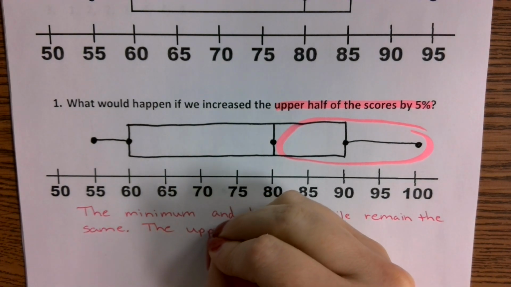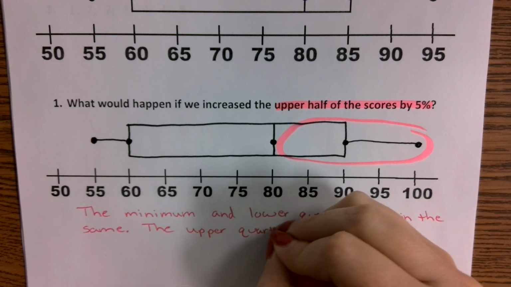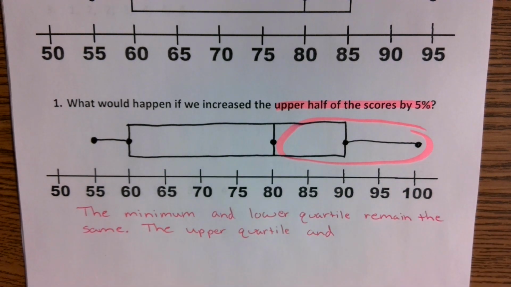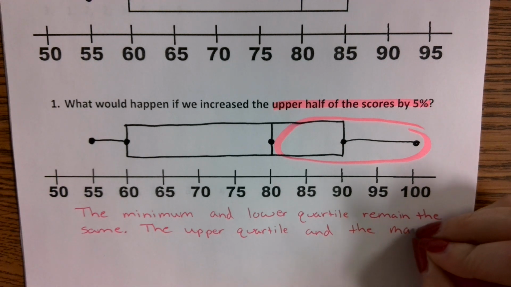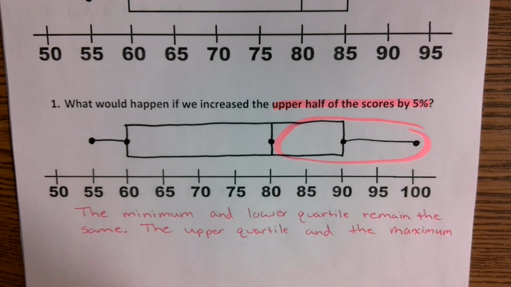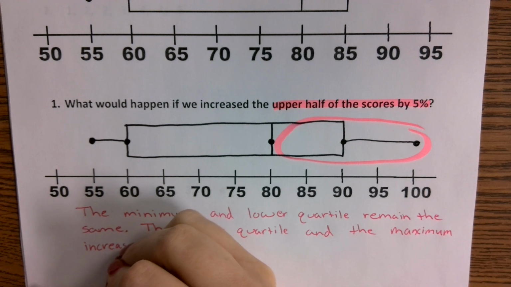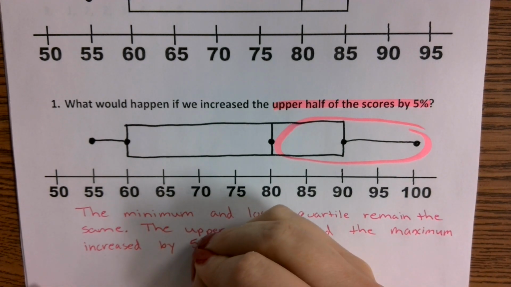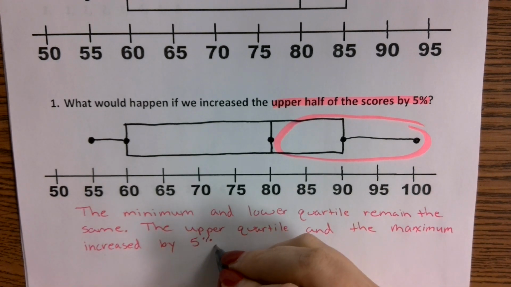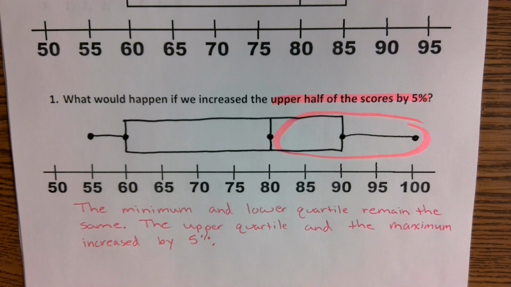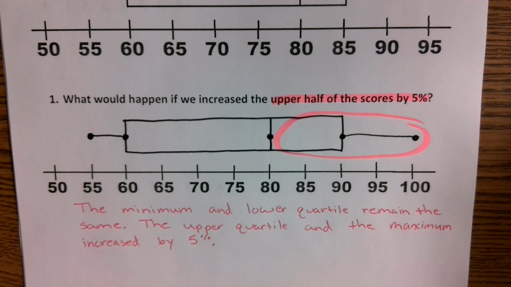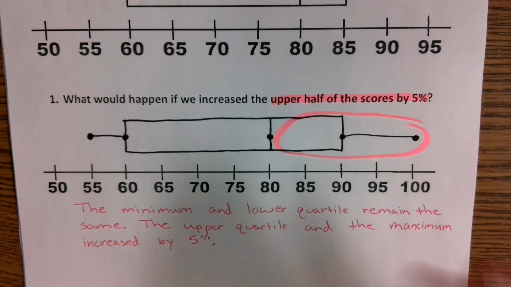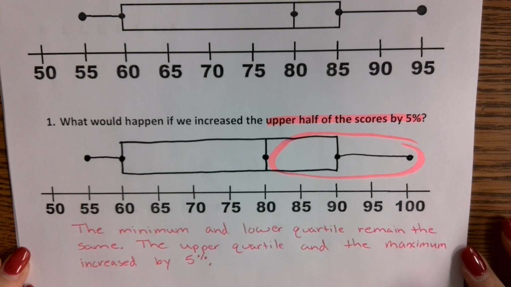The upper quartile and the maximum increased by 5%. Those are the only ones that got affected. They are the only things that showed a change. That upper quartile value and that maximum value both moved up 5%. Okay, so because that moved by 5%, something else happened to change, and that's your variability.